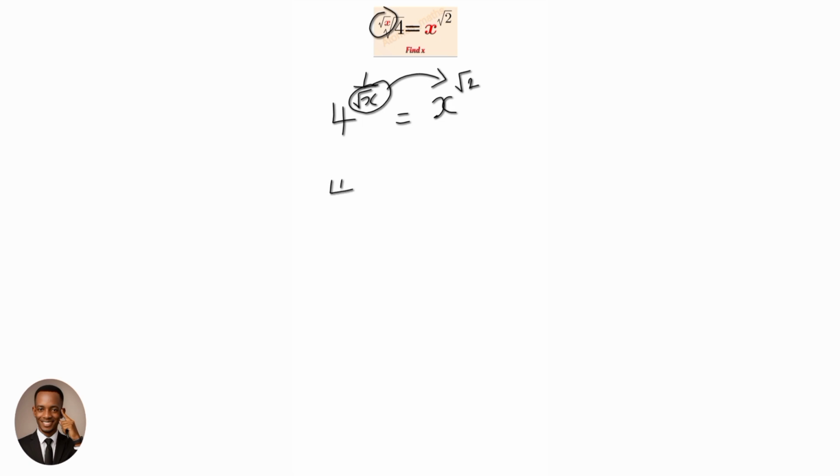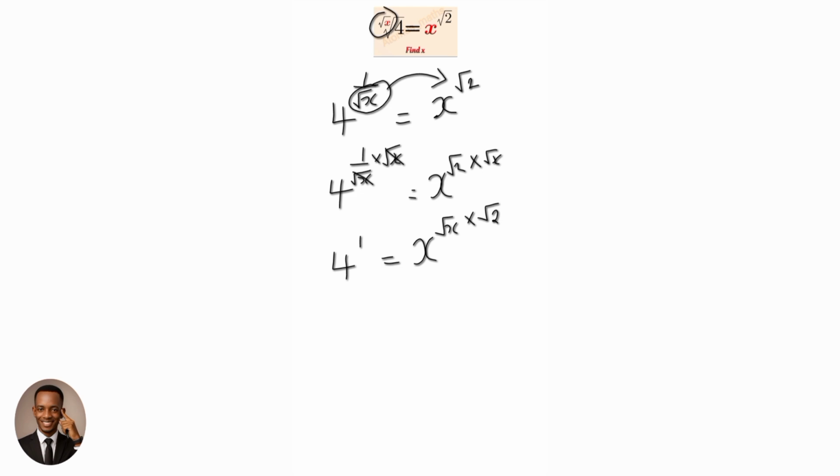So you're going to have 4 to the power of 1 over root x times root x equals x to the power of root 2 times root x. So going further, we can say root x cancels root x, so we'll be left with 4 to the power of 1 equals x to the power of root x times root 2. Yes, root x times root 2. We are done with the first step.